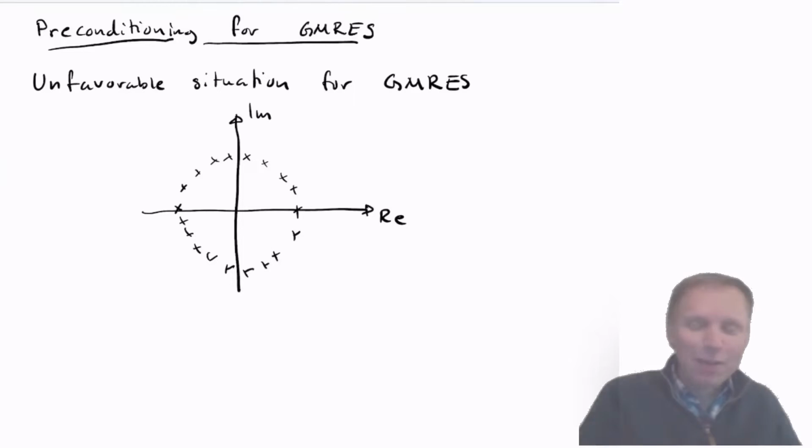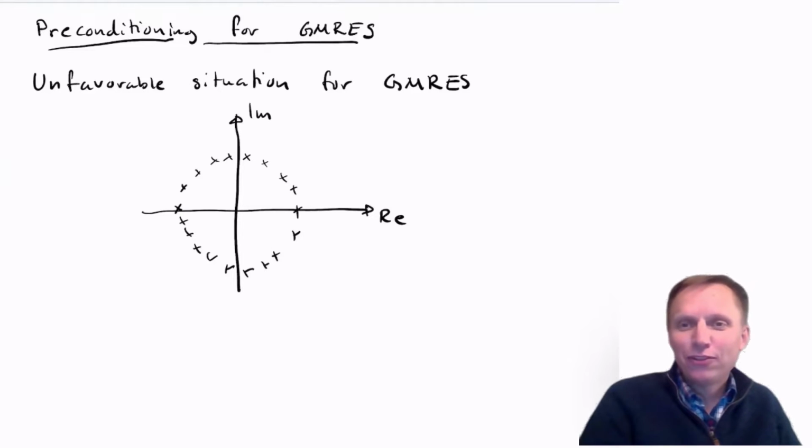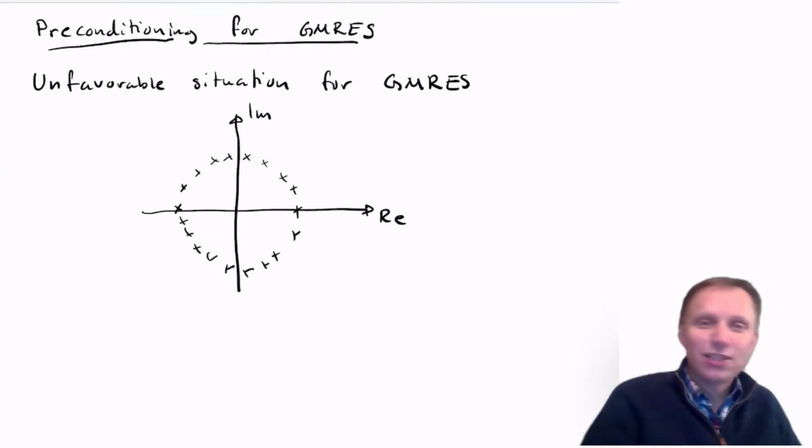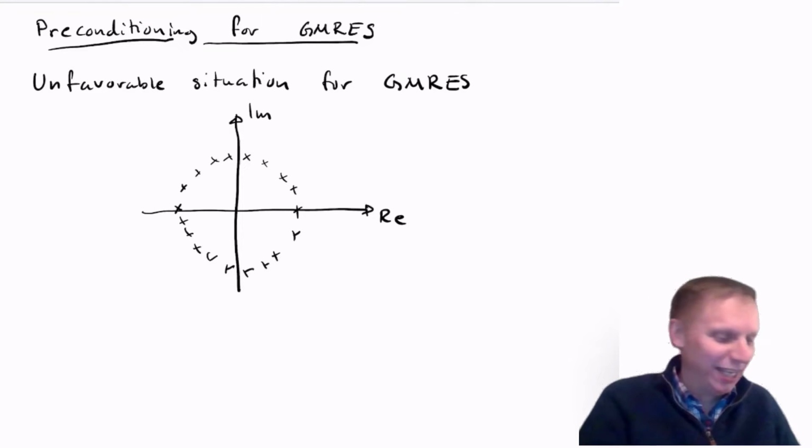In a way, I've been misleading you. The first examples and convergence theory we've seen so far have indicated that GMRES works really well. It turns out in real-world applications, the situation is not as nice.